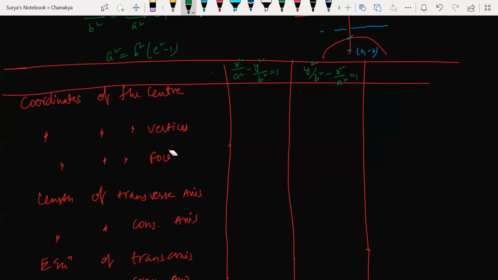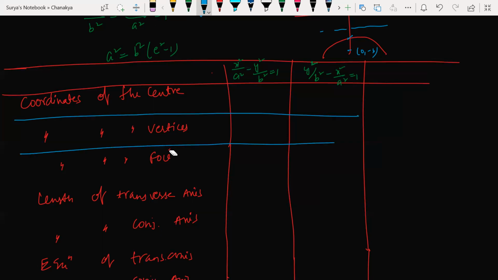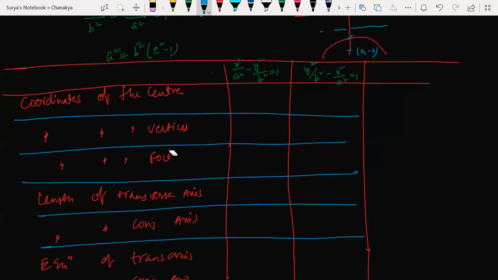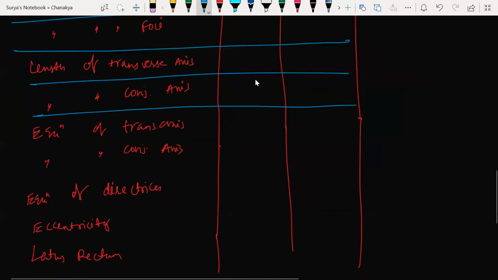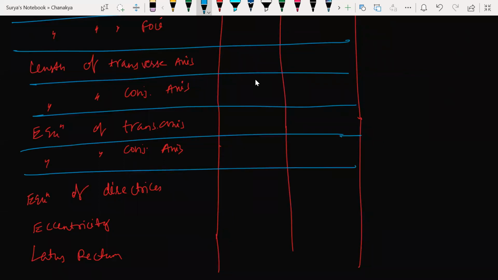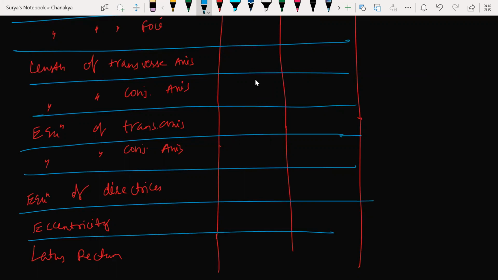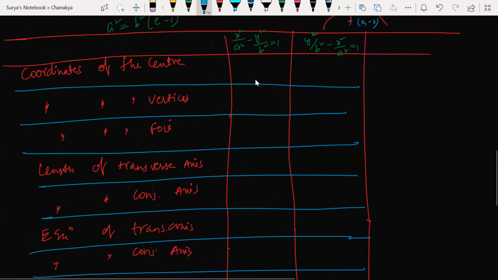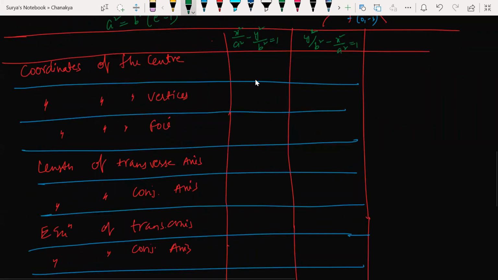What are the coordinates of center? 0,0. Look, this is a standard hyperbola, standard parabola, standard ellipse. Coordinates of center would always be 0,0. There is no difference in that. Okay guys, make this table neatly. I'm not making it neatly actually, just try to have it neatly. Coordinates of center is of course 0 comma 0.